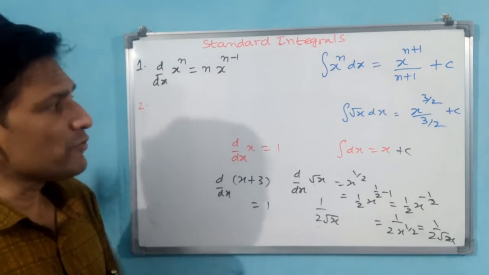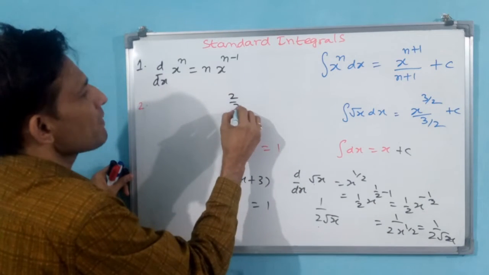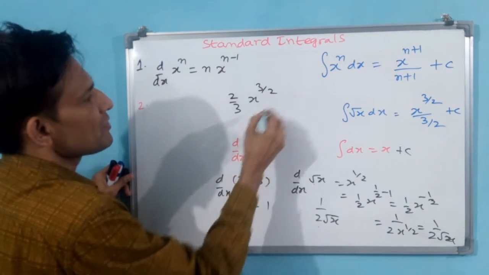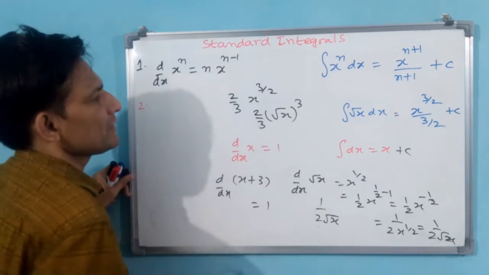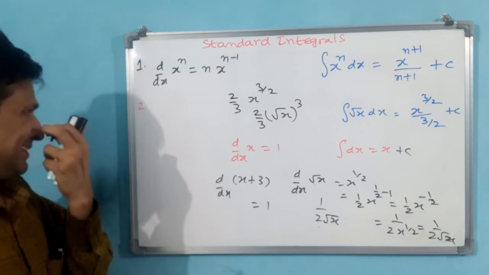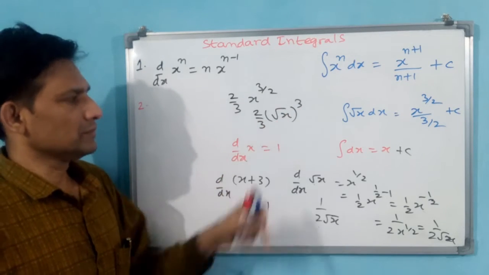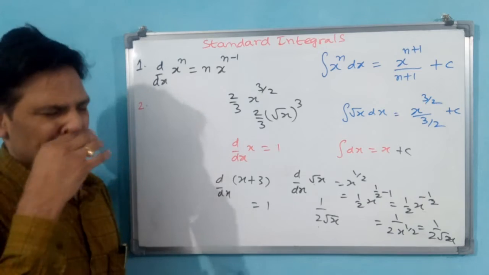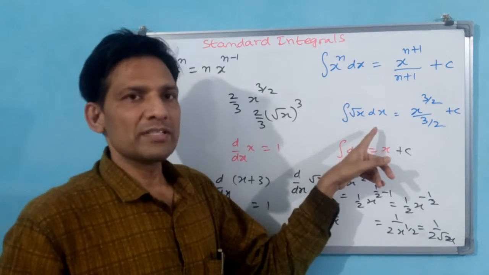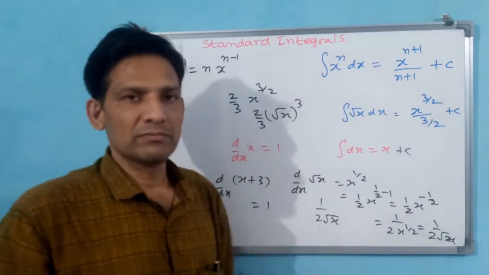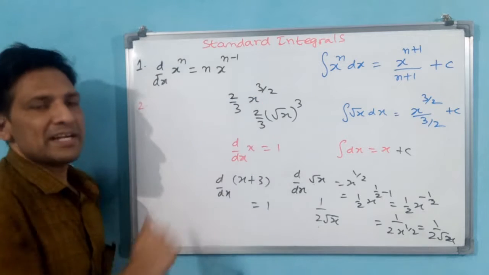Several ways you can convert this. 2 by 3 into x power 3 by 2 is one thing, 2 by 3 into root x whole cube is another. Power 1 by 2 is root x power 3. To avoid all confusion, what we write is: integral root x dx is equal to x power 3 by 2 by 3 by 2 plus c. These two I am not adding in standards.